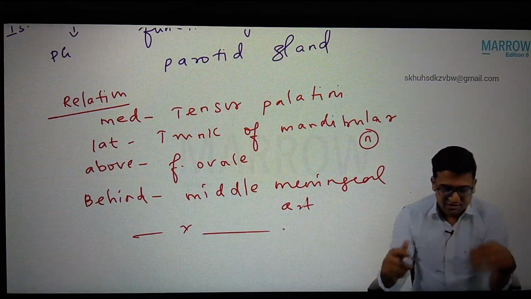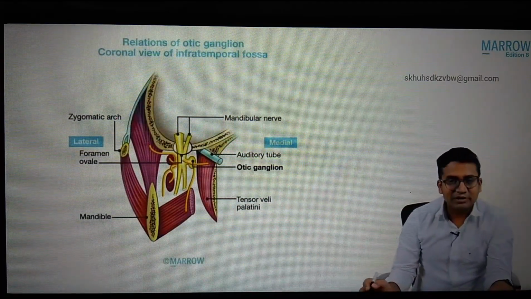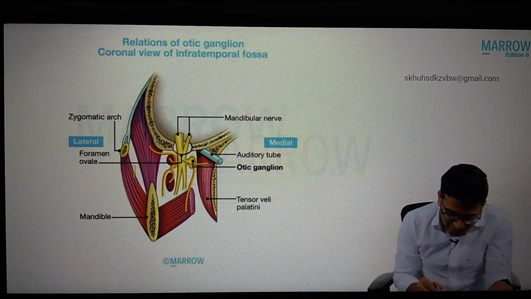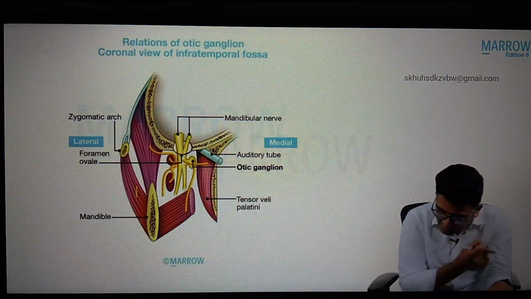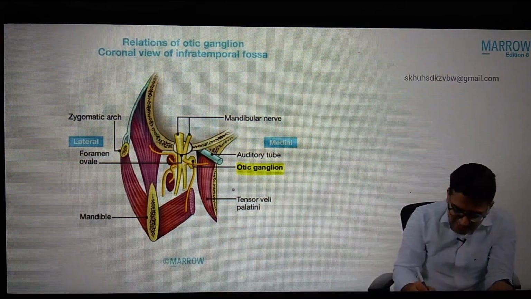Okay, right. So now only one thing is pending. We're going to trace the pathway. Before that, see the diagram, actual diagram. Now this is the trunk of the mandibular nerve. Now the trunk of the mandibular nerve is giving attachment to OT ganglion. Now this is medial side.